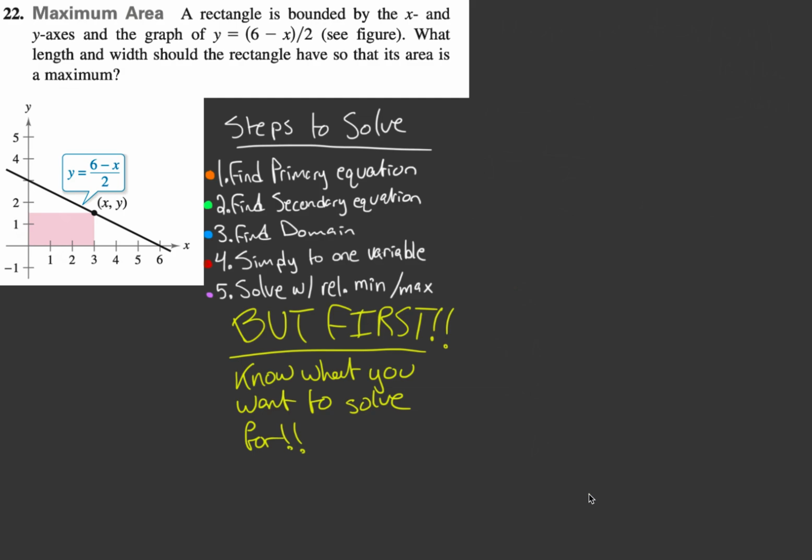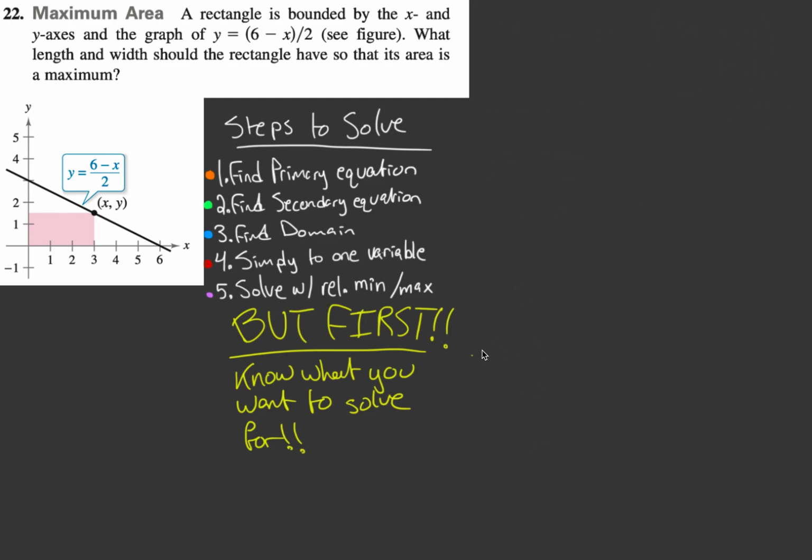So what we're going to do in this problem is go over how to tackle an optimization problem, and we're going to use this example that we have from the book. The example says a rectangle is bounded by the x and y axes, and the graph of y equals 6 minus x over 2. What length and width should the rectangle have so that its area is a maximum?